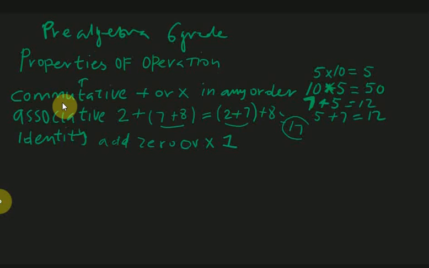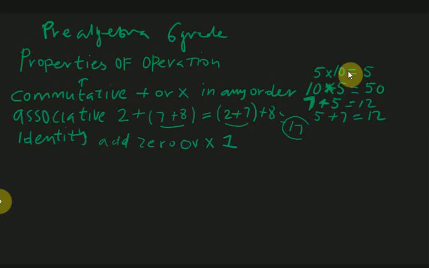For example, you will see the commutative property. The commutative property applies to addition and multiplication. What it says is that if you multiply numbers, you will get the answer, and if you add numbers, you will get the answer, but it doesn't matter which one you put first.